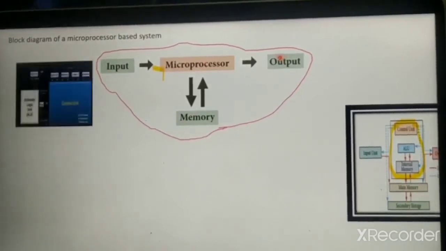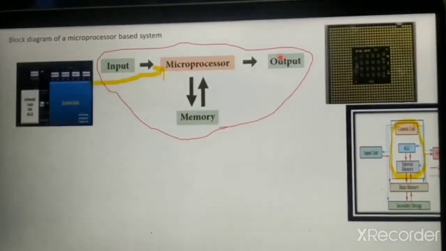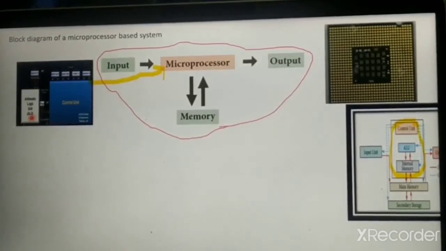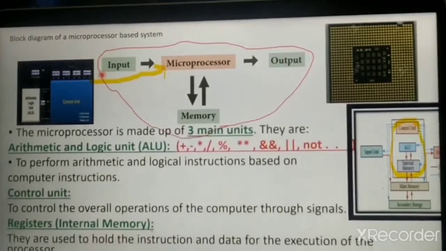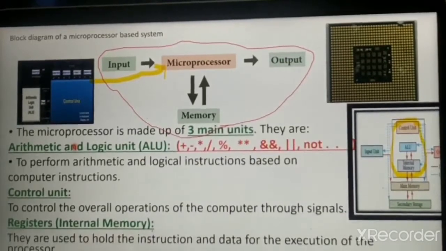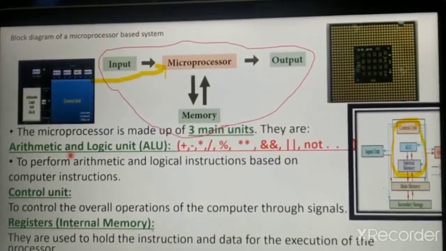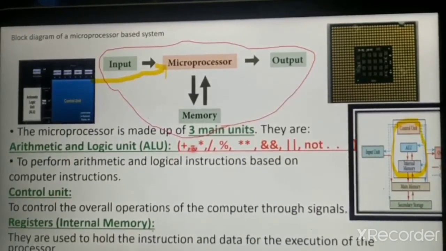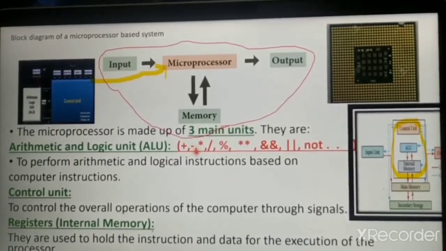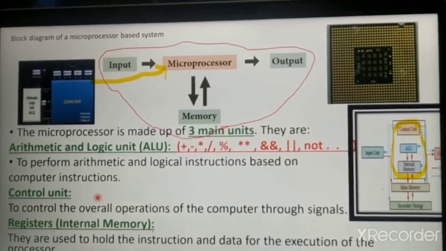This microprocessor contains 3 parts. They are the arithmetic logic unit, control unit and registers. These 3 parts are explained here. The first one is the arithmetic logic unit. This arithmetic logic unit can perform various arithmetic and logical operations based on the computer's instructions, like addition, subtraction, multiplication, division, etc.